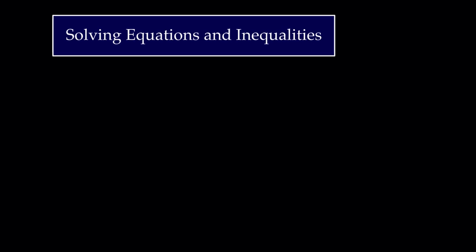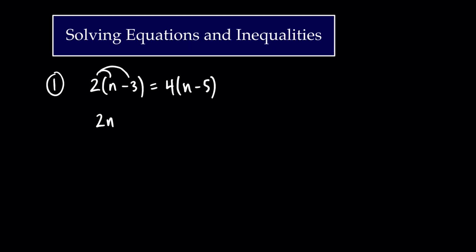Let's actually get the pencil out here. All right, so if we have 2 times n minus 3 is equal to 4 times n minus 5, and they asked us to solve this, so this will be our first example. What I recommend on these is distribute the 2 on the left side here, so you'll get 2n, 2 times negative 3 would be negative 6, is equal to, and then we'll distribute the 4 on the right side here. So we'll get 4 times n is 4n, 4 times negative 5 is negative 20.